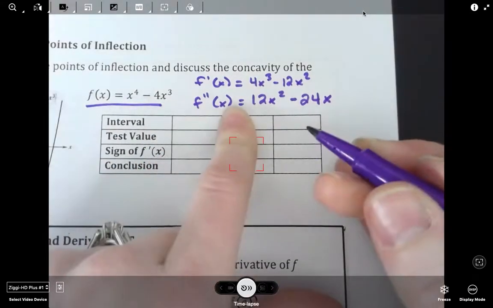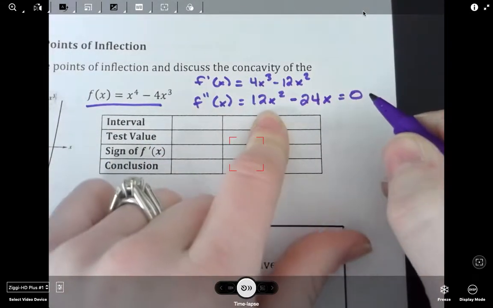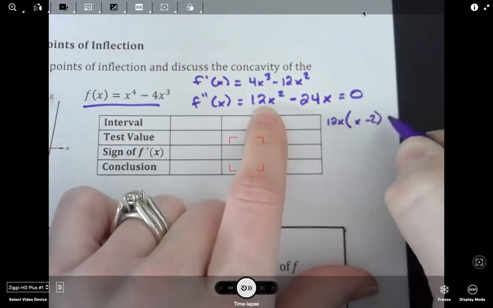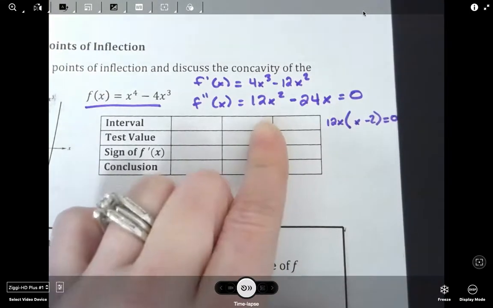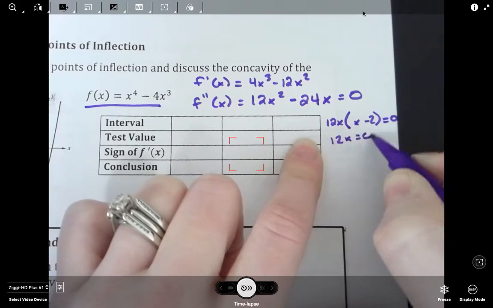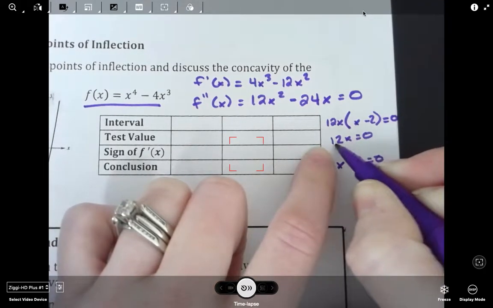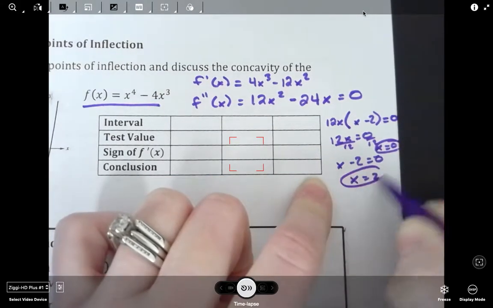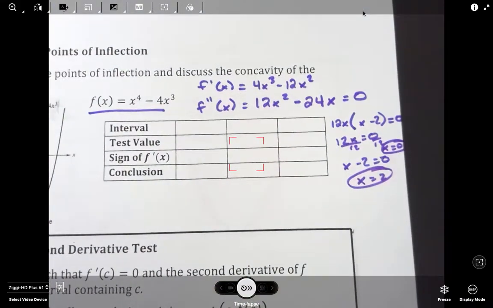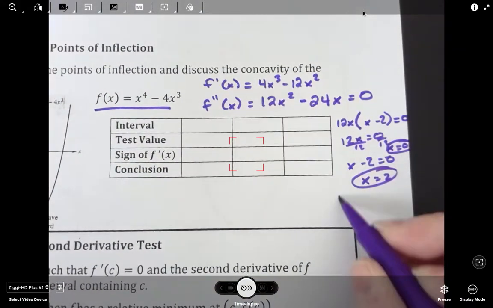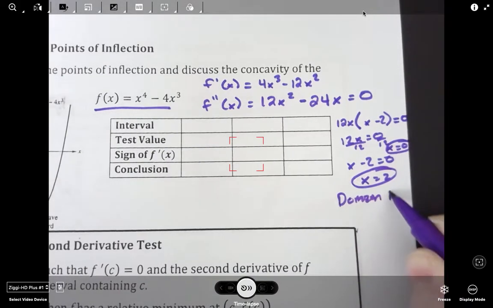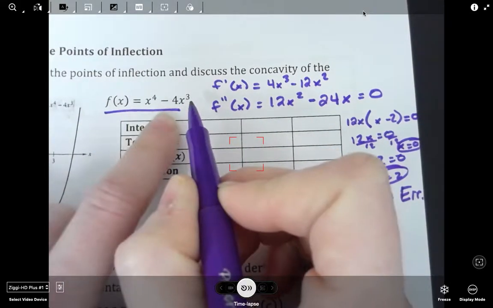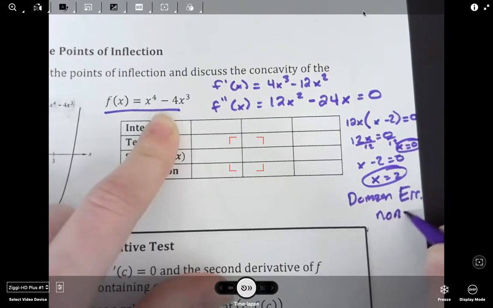Okay, now it's the second derivative that you want to set equal to 0. Okay, and then what I would do from there is I would pull like a 12x out and left with x minus 2, I think. Yeah. So setting both equal to 0, 12x equals 0, and x minus 2 equals 0. You'd divide by 12, and x would be 0, and you'd add the 2 over, and x would be 2. So you've got two critical points, or two critical numbers. Okay, now domain errors, you always want to look at those, but since this does not have any denominator or any square roots in it, you will not have any domain errors, so there are none here, but always make sure you check that.